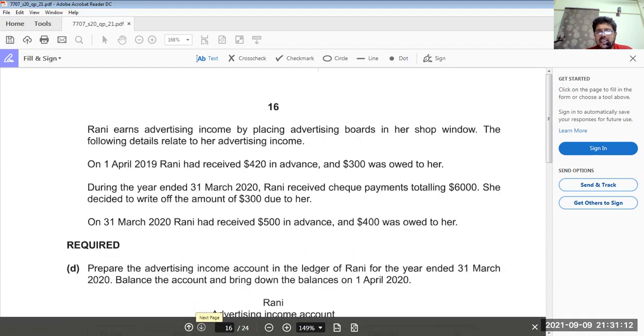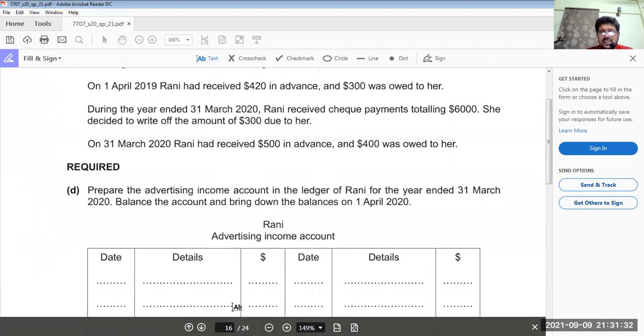Now, Rani earns advertising income by placing advertising boards in her shop window. The following details relate to her advertising income. On 1st April 2019, Rani had received $420 in advance and $300 was owed to her. Now, what the question says, what we have to do, we have to make a T account of advertising income in the income statement. So first item, 2019. Here we'll put 2019.